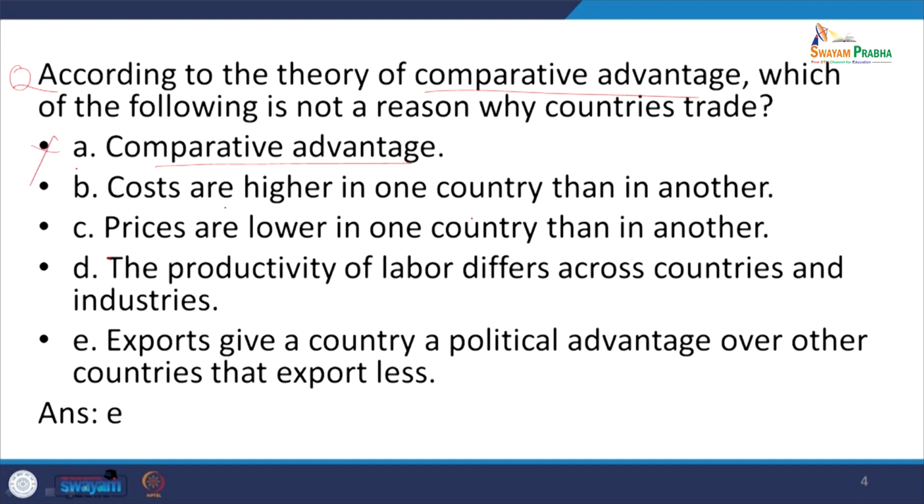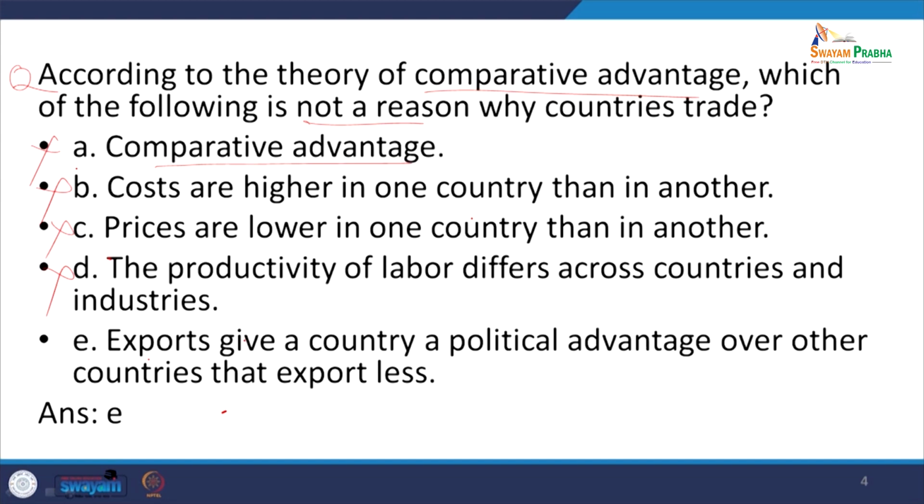Costs are higher in one country than another. So, cost wise trade actually takes place. So, this is a reason. Now, here we are asking which is not a reason. This is not the answer. This is of course a reason, B is also a reason, but they are saying which is not a reason. Prices are lower in one country, this also is a reason, but as per the question this is also not correct. The productivity of the labor differs across countries and accordingly we will specialize. So, this is also a reason, but since we are saying not a reason, this is not an option.